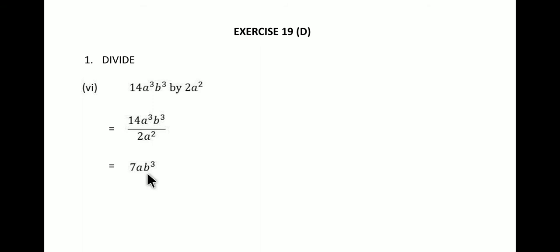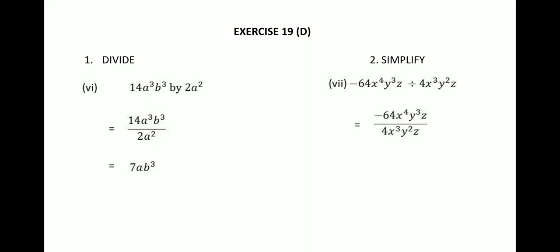Alright. So let's move on to question number 2 now. Simplify. I am again doing question number 7, which looks a little bit difficult. It looks difficult, but it's not that difficult. Trust me. First thing that we are going to do over here is write them in fraction form. So we'll get minus 64x to the power 4 y cubed z divided by 4x cubed y squared z. So 4 can divide 64 how many times? 16 times. x cubed will divide x to the power 4 how many times? Just subtract the power. 4 minus 3 is 1.